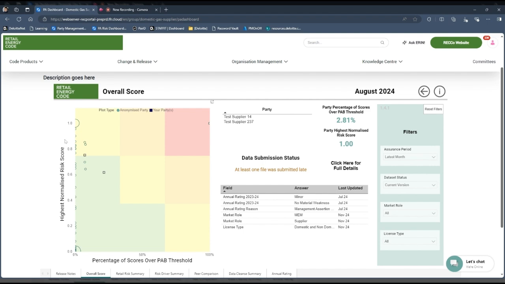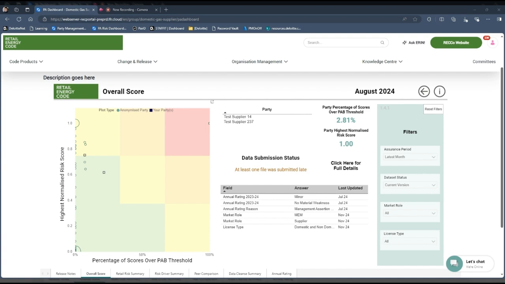This tab provides an aggregate view of how each party is performing against their peers across all risks. Here you can see the main visual on the left is a graph displaying a plot of the highest normalized risk score for each party achieved during a month against the percentage of scores in which the party was above the PAB thresholds. The PAB thresholds are level of performance at a risk driver level that guide performance assurance intervention and techniques.